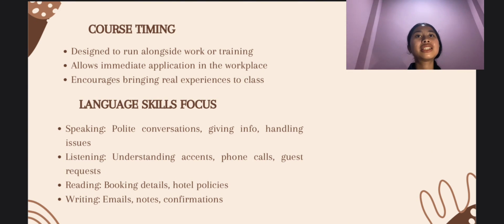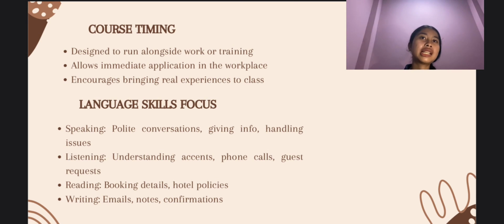Next, course timing. This course is designed to be taken concurrently with the learner's job or vocational training. This way, they can apply what they learn immediately in their daily work. It also allows them to bring real-life experience into the classroom and improve faster.